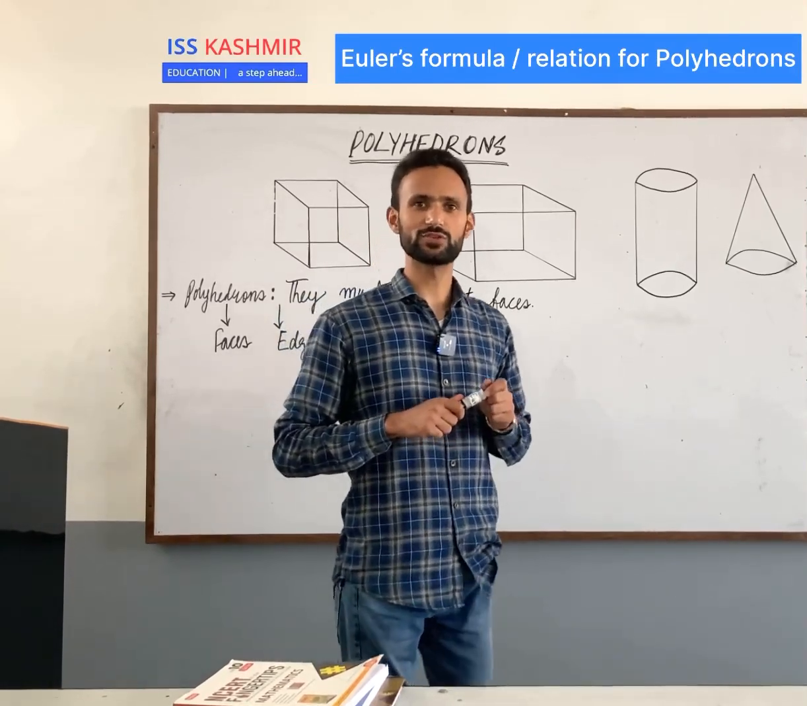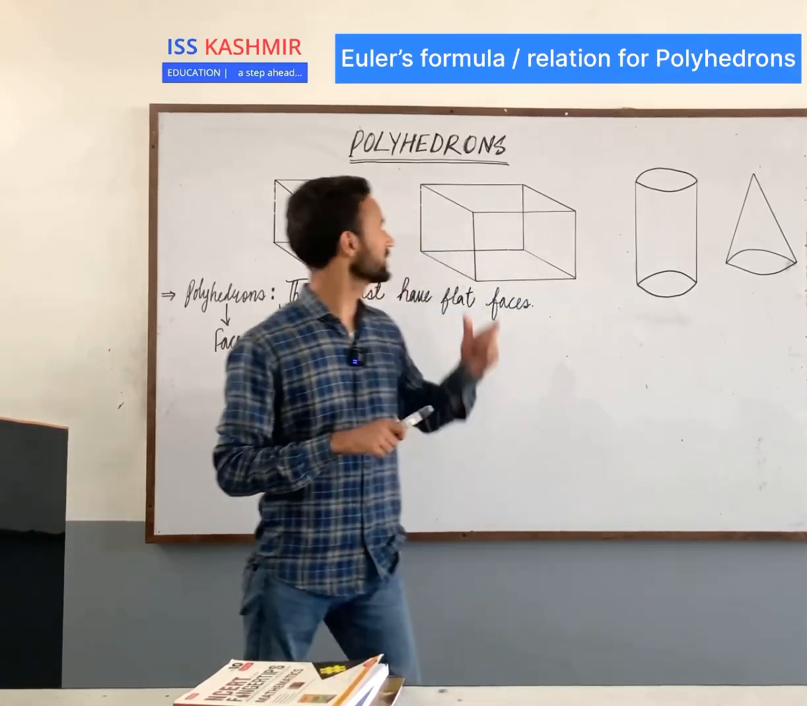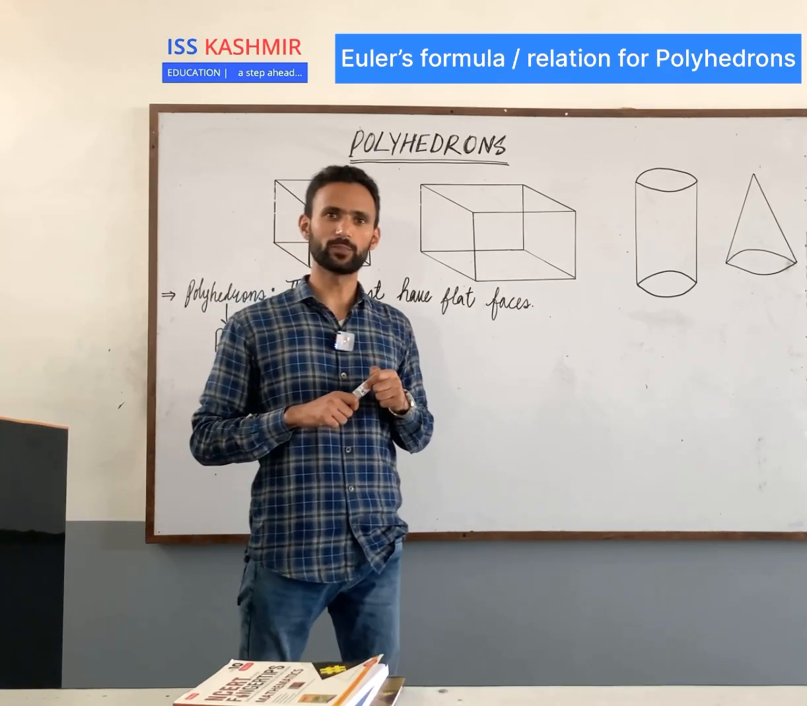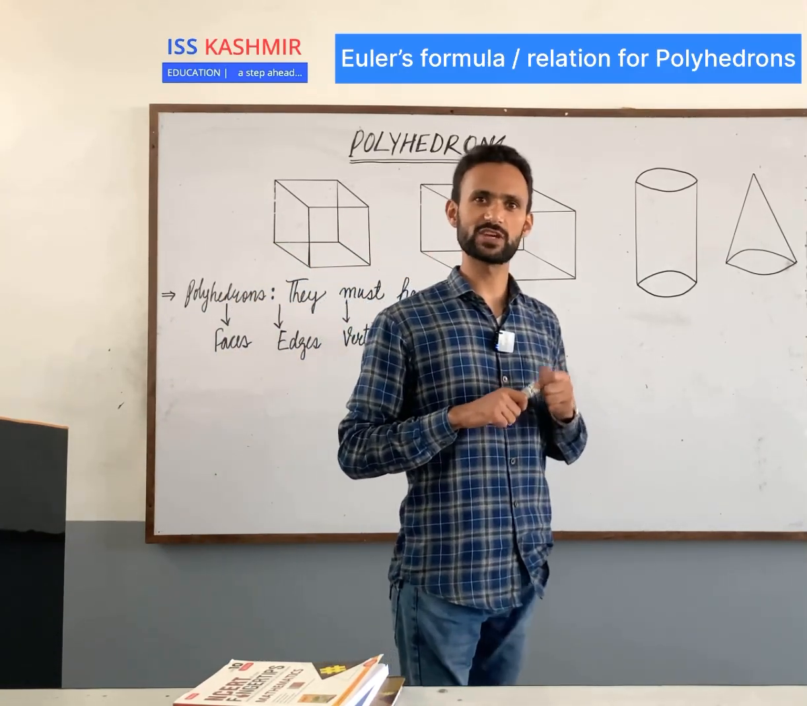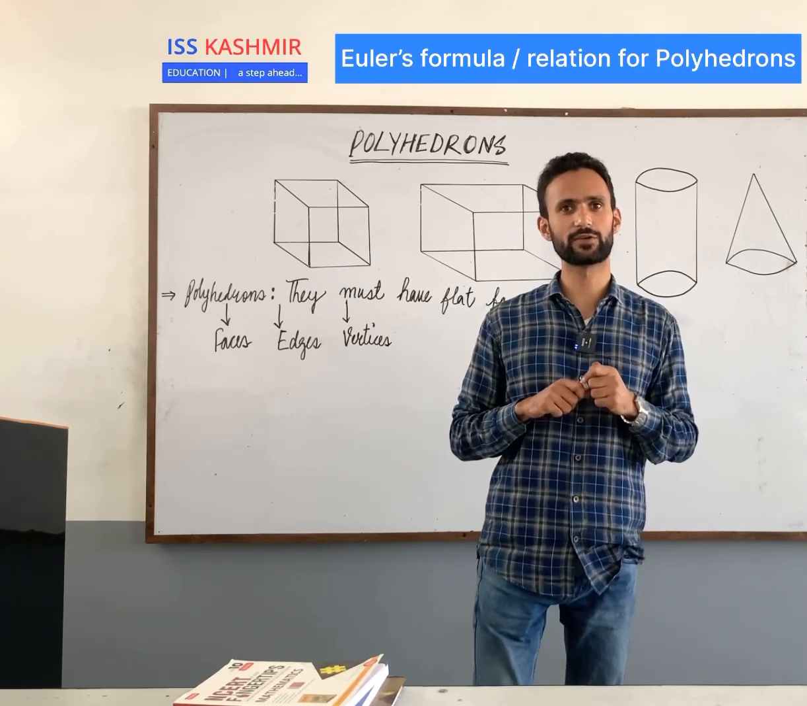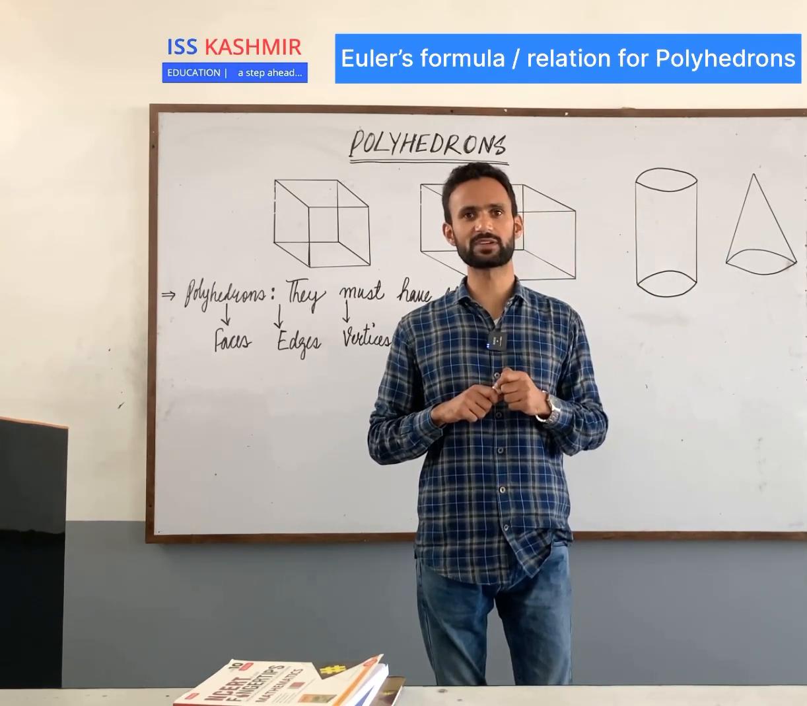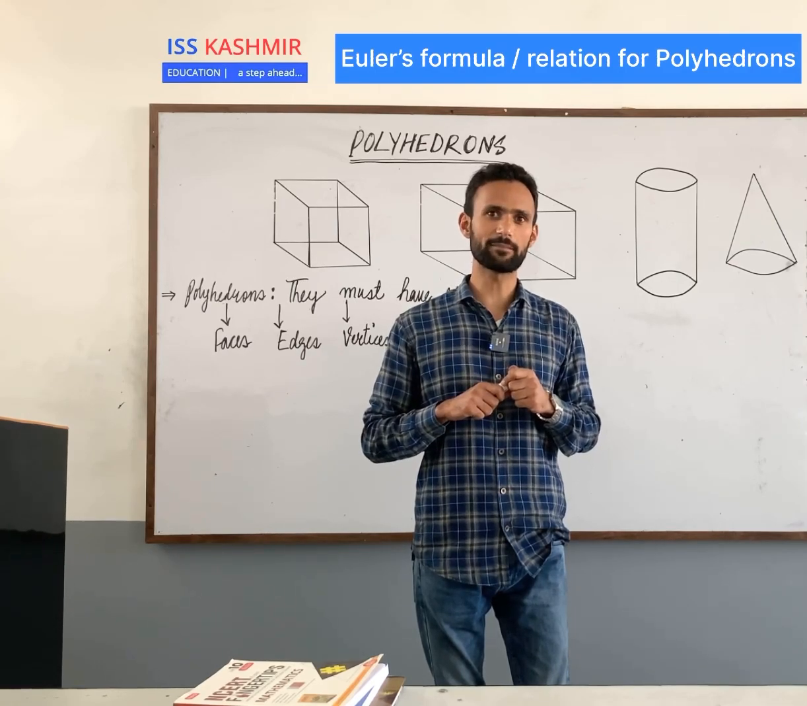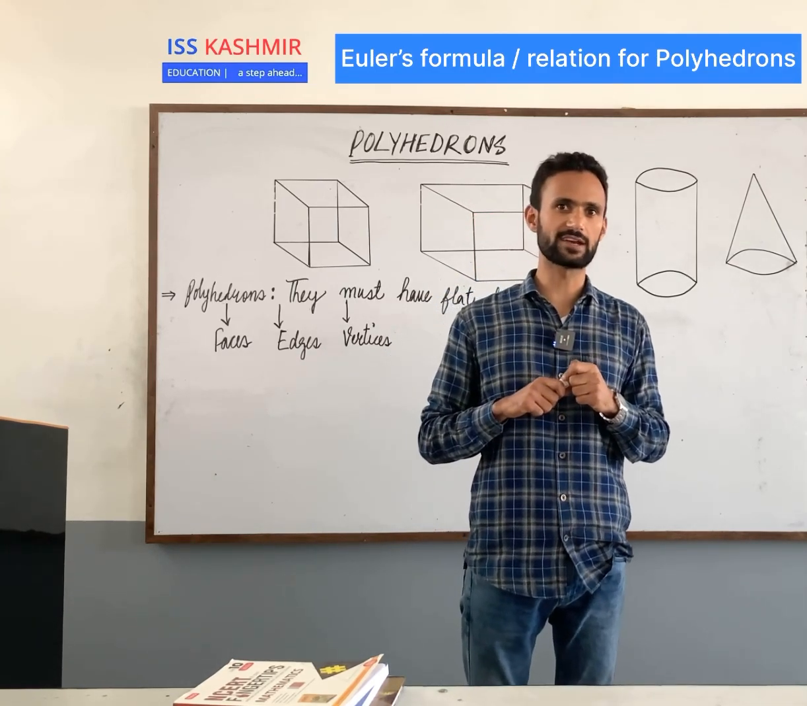Hello everyone, today we are going to learn about polyhedrons. To begin with, we know about plane shapes and solid shapes. Plane shapes have length and breadth, therefore they are called two-dimensional or 2D shapes. For example, square, rectangle, triangle, etc.